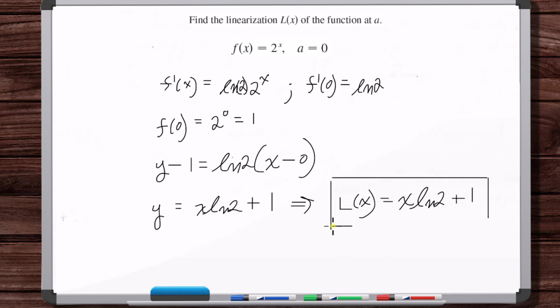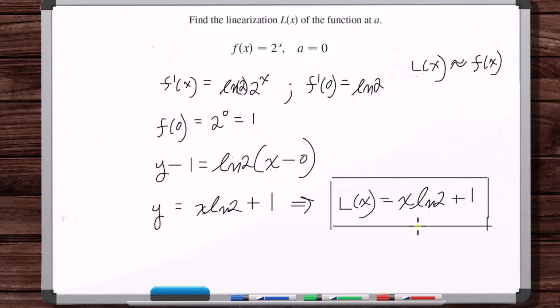Okay, again, remember what this is saying. This is more than just finding the equation of a tangent line to a point on a curve. That's the linearization of 2 to the x at a equals 0. You can use this function as an approximation for this function. What we're saying is that L(x) here is approximately equal to f(x), at least close to the point a equals 0. Right?